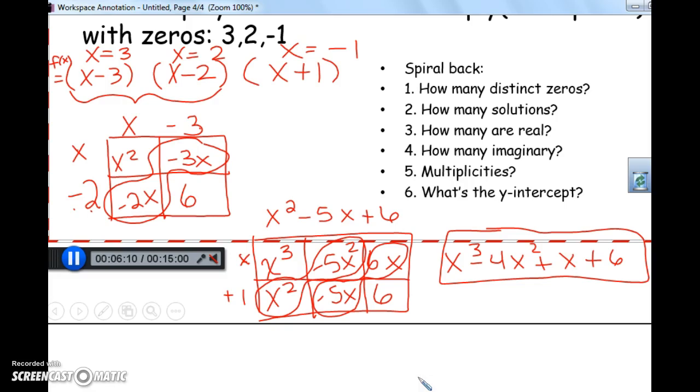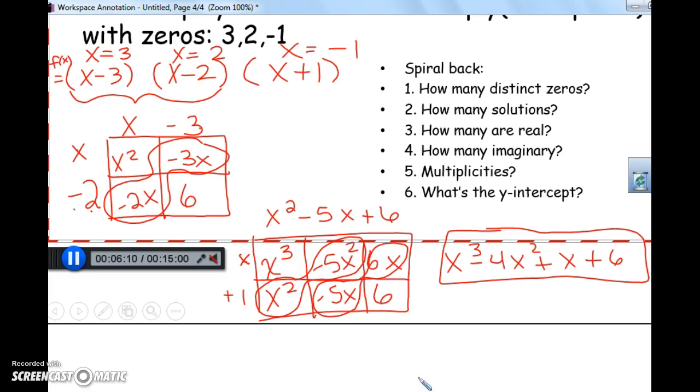How many terms does this bottom function have? How many terms are there? 3. Let's count them, separated by pluses and minus signs. 1, 2, 3, 4. Which one doesn't count? No, it is its own term. It's a constant term. It doesn't have an x with it, though.